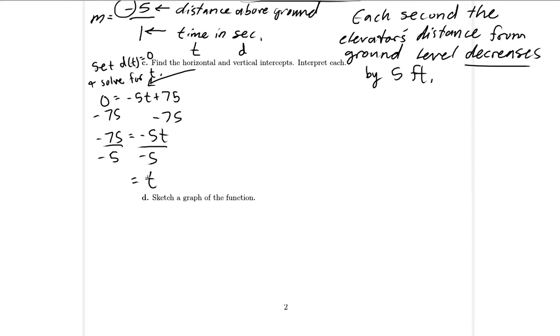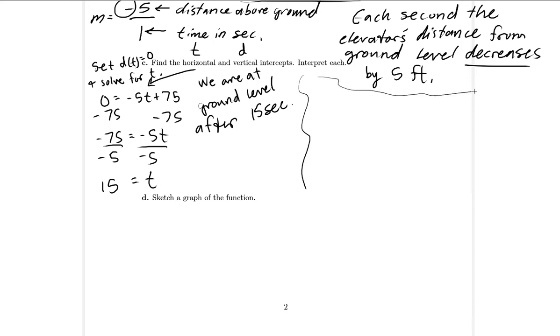All right, and so what we get here is, let's see, that's 15. So what that means is, what does this mean? This is our horizontal intercept. We are at a distance above ground level of 0, so we are at ground level after 15 seconds. That's how long the elevator takes to get down.